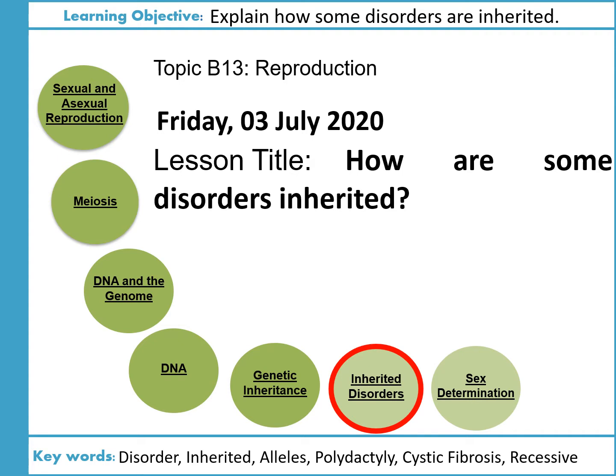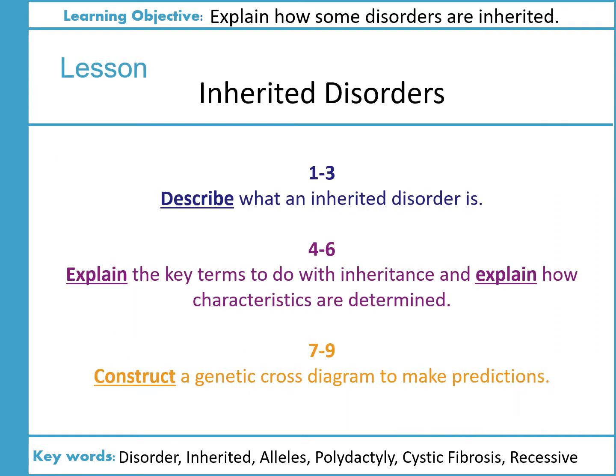Okay, so we are nearing the end of the unit. We're looking at inherited disorders today. We've just got one more lesson after this. We have already dealt with sex determination, so it won't be that one. Okay, so let's continue today. We need to be able to describe what an inherited disorder is, explain key terms to do with inheritance and how those characteristics are determined, and again make genetic cross diagrams, Punnett squares, in order that we can make predictions.